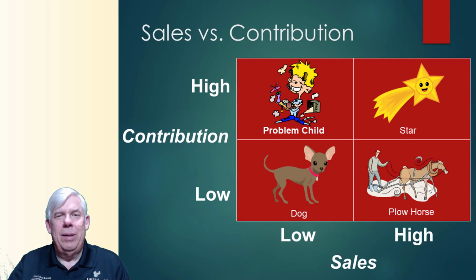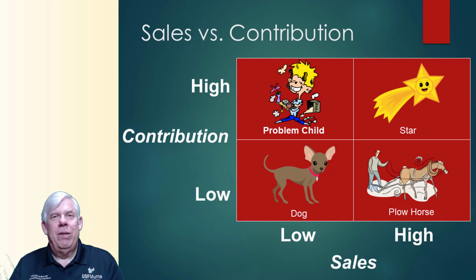low contribution and high sales are referred to as the plow horse. High contribution, high sales are the star, just like in the BCG model. Low contribution, low sales are the dogs. And then high contribution and low sales is the problem child area.